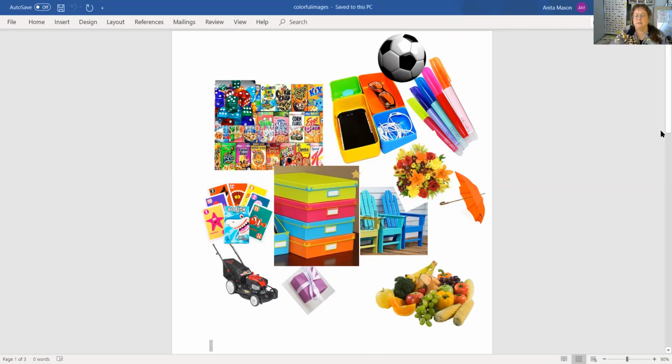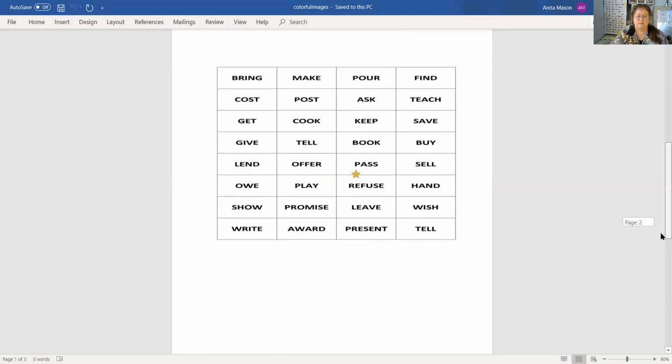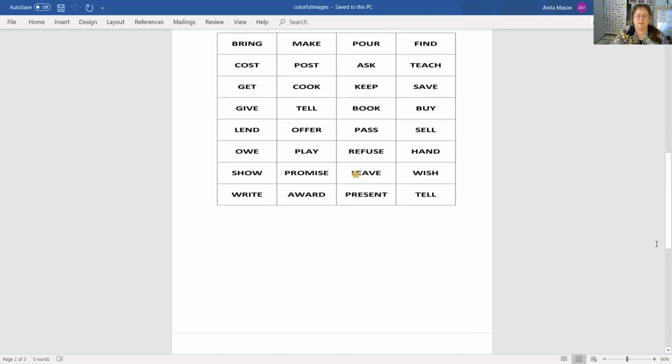And then we're going to come down to the next page and pick, let's do leave. That's going to be our verb, is leave. Okay, so the yellow box is the direct object, and leave is the verb. So let's type up a sentence using that. Let me make this a little bit bigger.